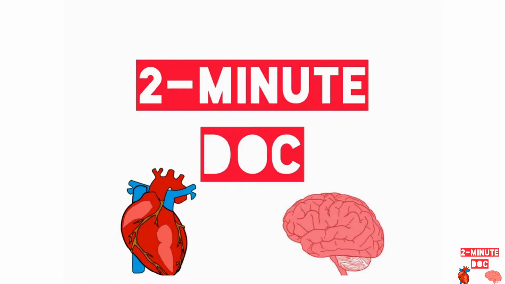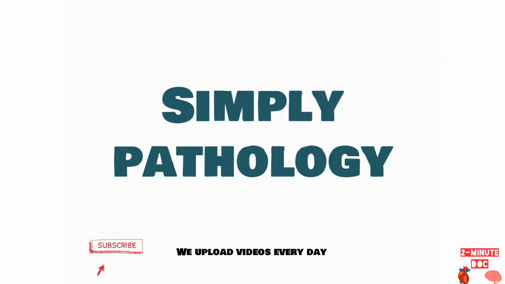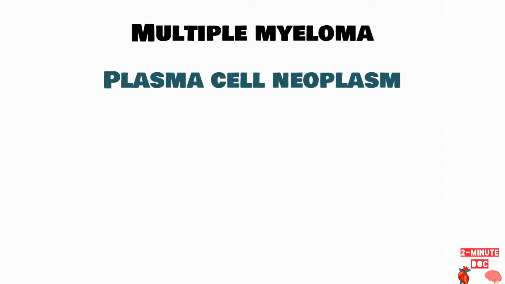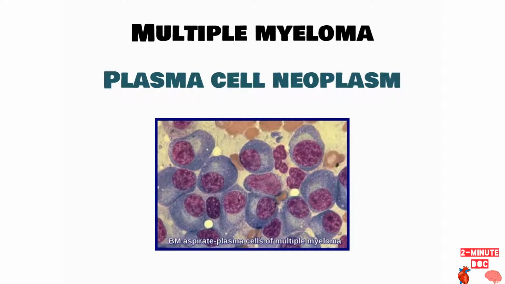2-minute doc. In today's episode of Simply Pathology, we're going to see about multiple myeloma. Multiple myeloma is a plasma cell neoplasm. It arises from abnormal excessive proliferation of plasma cells. We all know that plasma cells are derived from B lymphocytes.